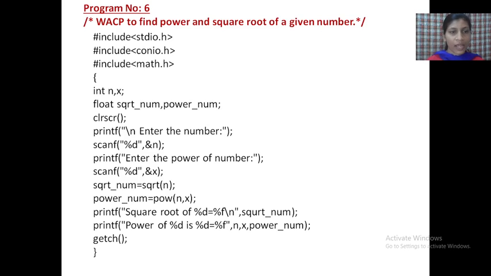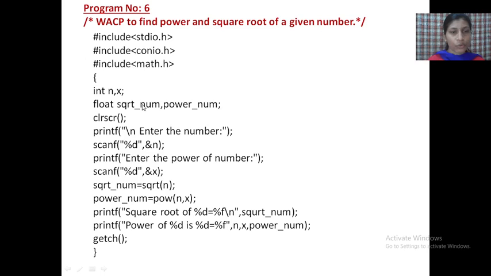Then float. Why am I using float here? See here, I have written int because here we are using the values of n and x, and the values of n and x are integer values. If you are using integer values, use int. If you are using fraction values, use float.